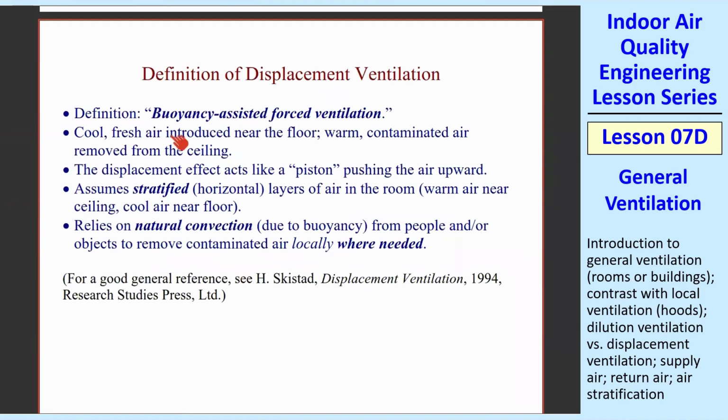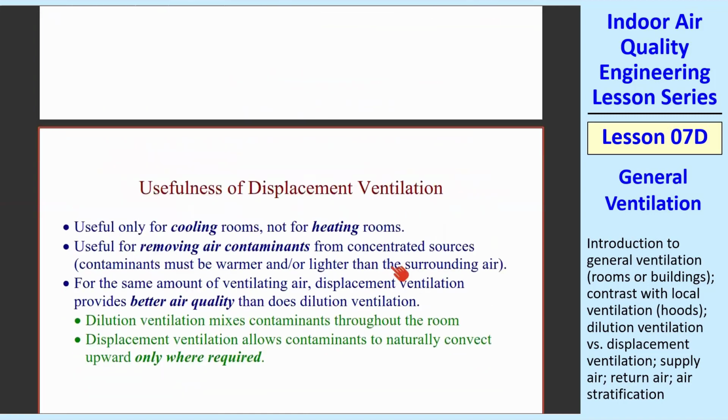Displacement ventilation is also called buoyancy-assisted forced ventilation. You introduce cool, fresh air near the floor, and warm, contaminated air is removed from the ceiling. And as I mentioned, the displacement effect acts like a piston pushing the air upward. That's why we call it displacement ventilation. And we're assuming horizontal stratification, warm air near the top, cool air near the bottom, and natural convection, not forced convection, is relied upon. And there's a reference if you want to study that a little more.